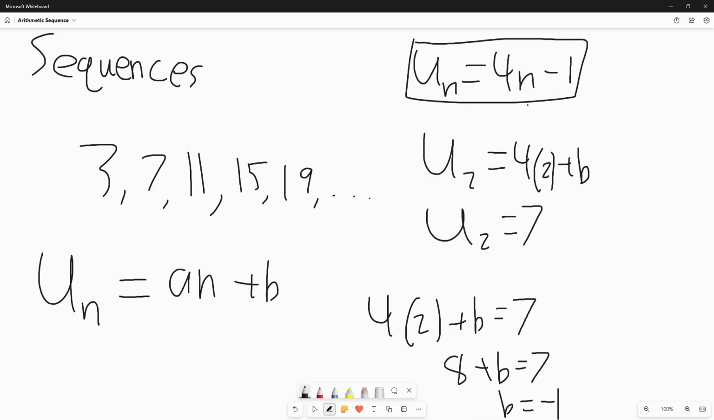And we can test it for the first term as well. u of 1 equals 4 times 1 minus 1, which is 3. We can test that for the third term. u of 3 equals 4 times 3 minus 1, which is 11.